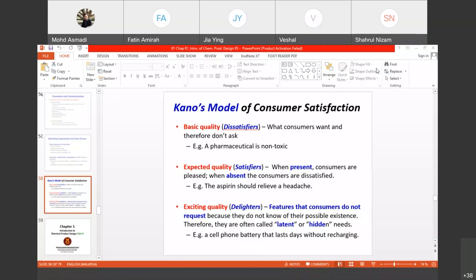Okay lah, because this textbook is important, even for your plant design, right? So if you buy it, I don't think it's a waste of money. I think you're going to be satisfied. Exciting quality, right?